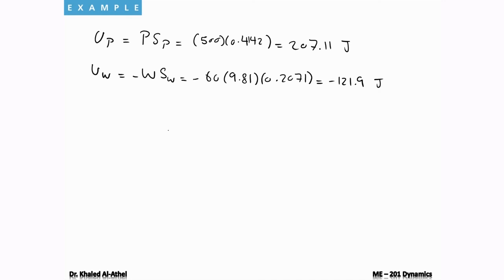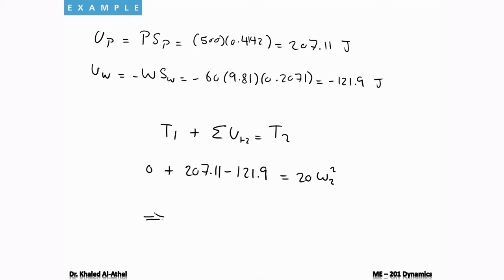Okay, so apply now the principle of work and energy. Everything is ready to be plugged into the equation. Remember, T1 was 0, plus the work done, 207.11 minus 121.9, and this should equal T2, which is 20 omega 2 squared. Solving this will give me omega 2 equals 2.06 radians per second. And this solves the problem for us.